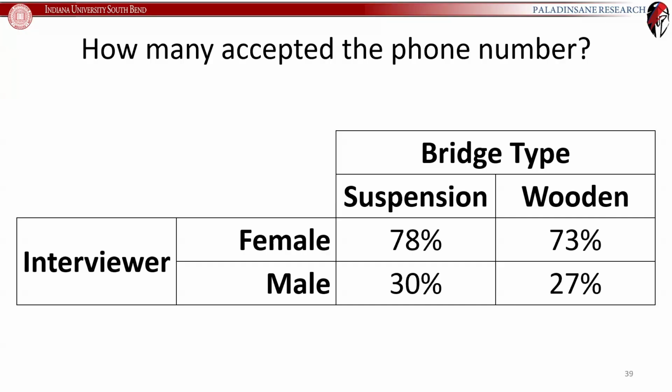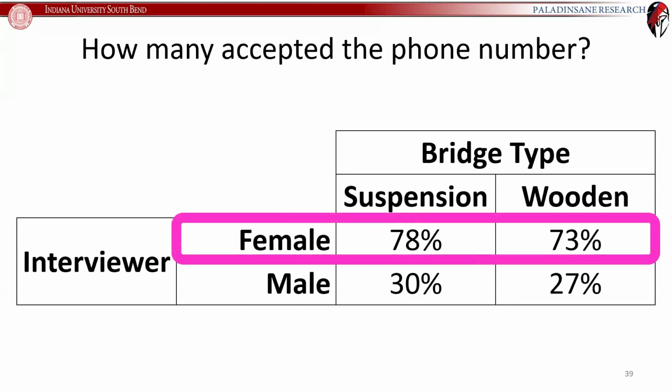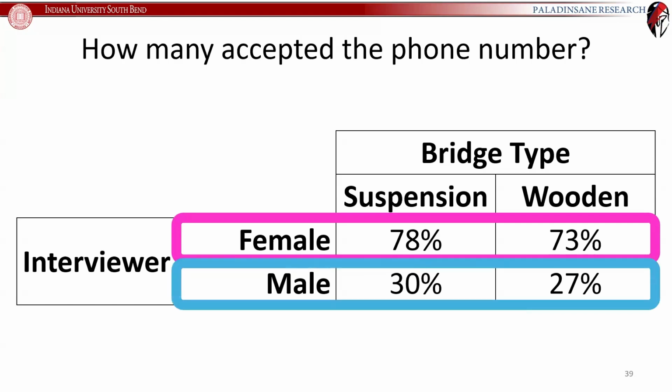So we have, once again, a story for the female interviewer where the difference between the suspension bridge and the wooden bridge doesn't seem to be very large. We have a story for the male interviewer where the difference between the suspension bridge and the wooden bridge doesn't seem very large. We could compare down the other columns as well. That's one of the things you can do with a frequency table.